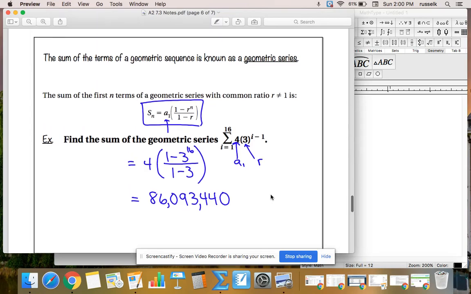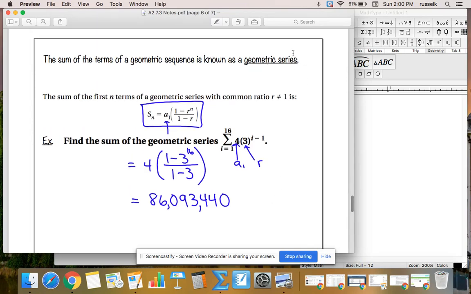And then the last thing is that when we're trying to find the series, that's just taking all the terms in the sequence and adding them together. You can do that longhand. Like in this example, I could plug in 1, plug in 2, plug in 3, plug in 4, all the way up to 16, add them all together. Or we do have a formula.